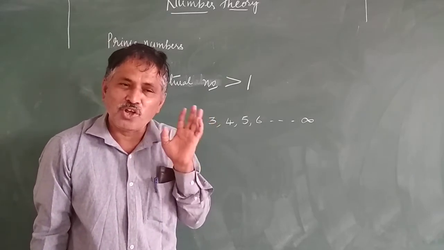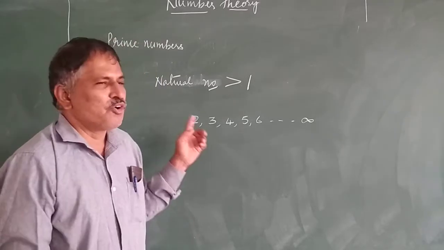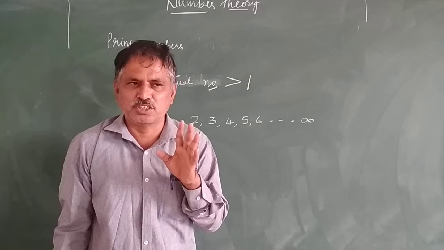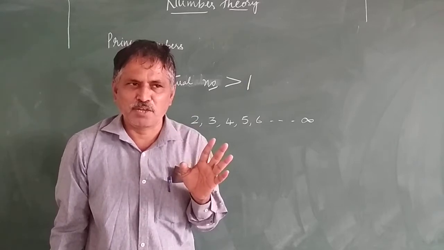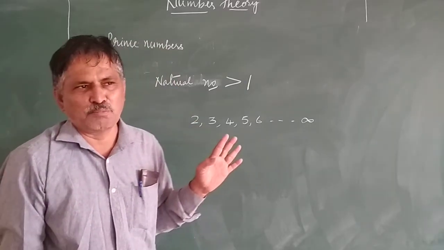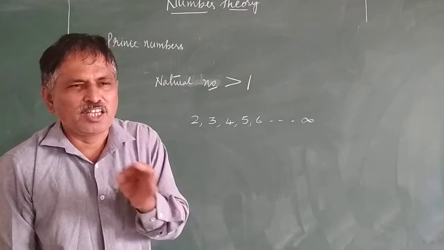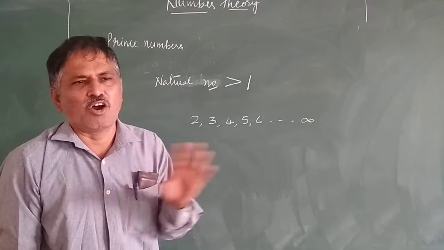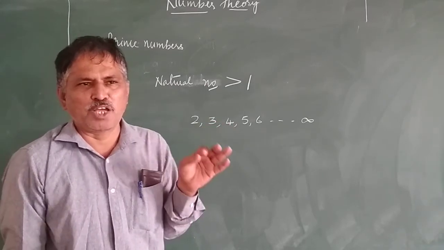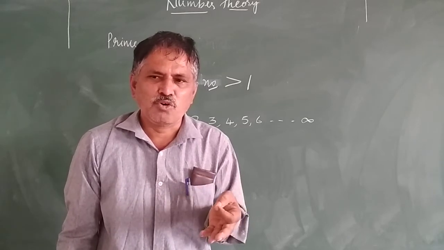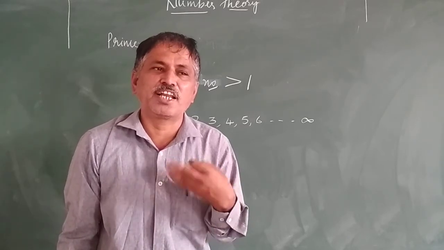So therefore I can tell that 1 is neither the prime number nor the composite number. It is neither the prime number nor the composite number. Very clear? If you want, you can write the note there. 1 is neither the prime number nor the composite number, because prime numbers or composite numbers are decided for the values which are greater than 1.